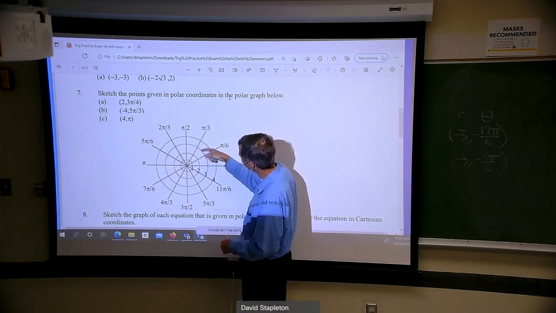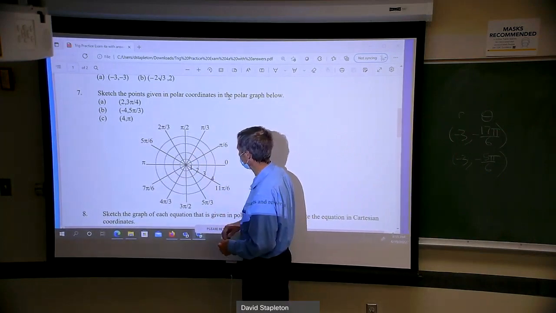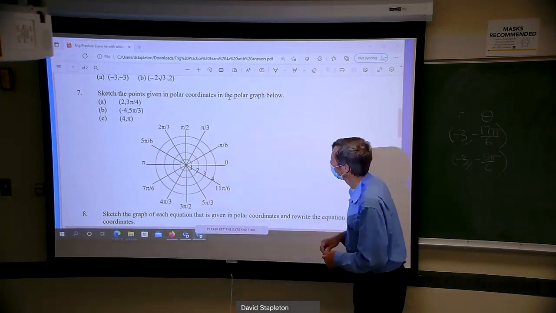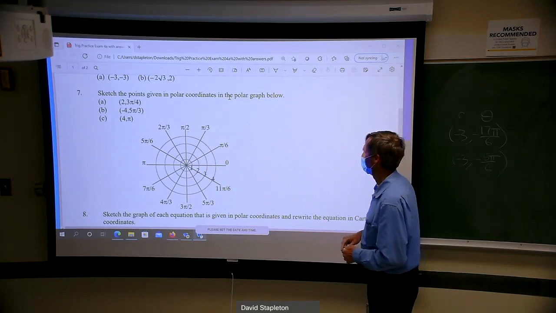Especially if I put it down between the axes at one of those. Maybe I don't want to be that dastardly, right? Anyway, there's how you plot that one.